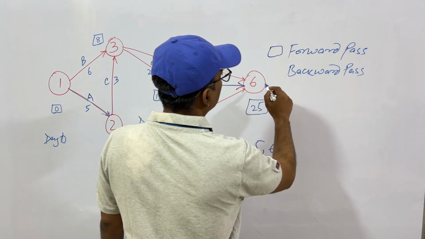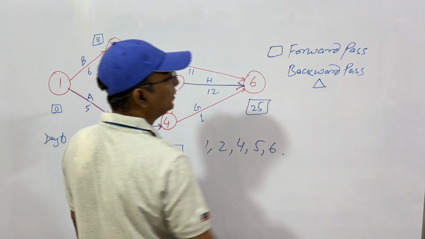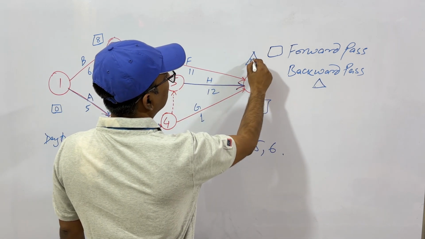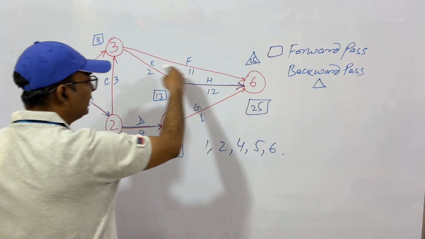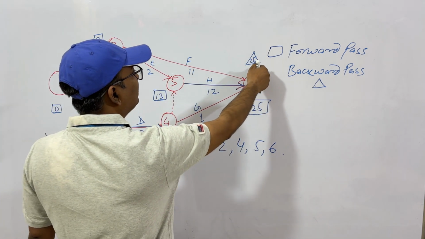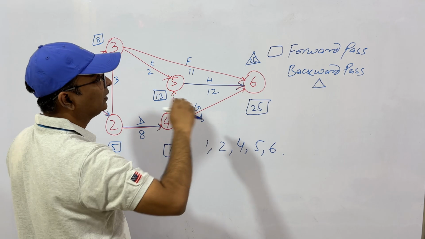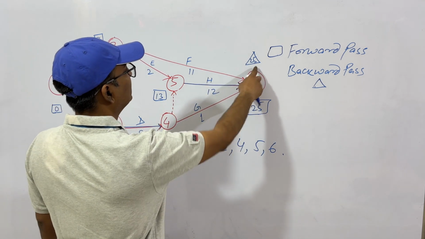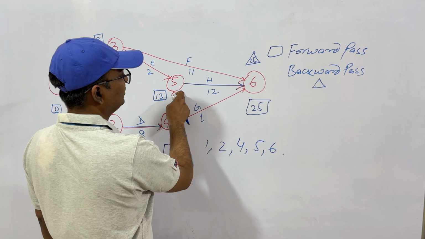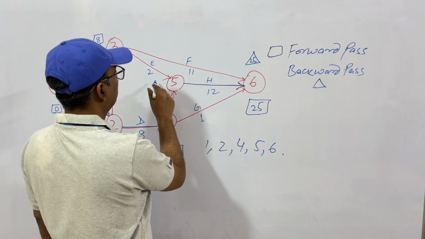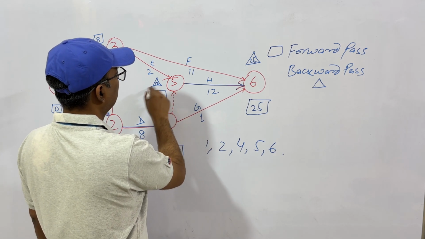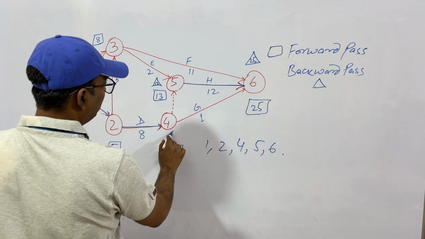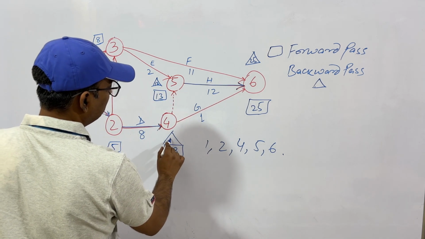Now let's see the backward pass. The backward pass is denoted by a triangle. What we do, here we have 25, let's say this is 25. We go backwards. That is, on the 25th day, let's say this is April, so we have to complete it on 25th April. Then see, 25 minus 12, this will be 13. So this point is 13. Okay. So this point is also 13.